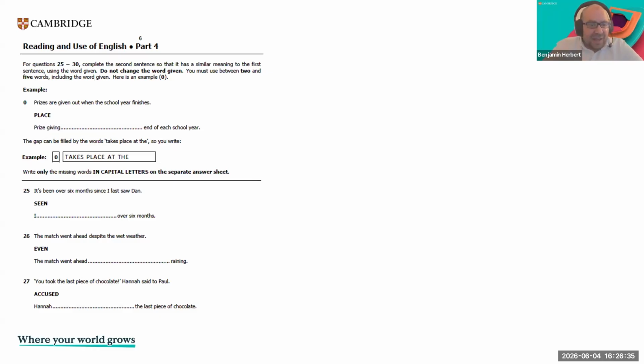And there's a word limit. They need to use between 2 and 5 words. It's also important to remember that in this task, contractions like don't, won't, for example, count as 2 words. One exception is can't, because cannot can be written as 1 word. But as a general rule, contractions would count as 2.